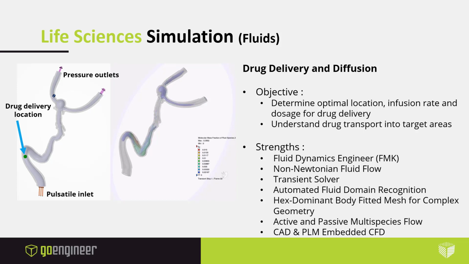Another aspect of this analysis that was very important is the ability of the software to do both active and passive multi-species flow. When you take active multi-species flow, you're essentially simulating flow mixing. So you have a primary fluid and a secondary fluid that interact with each other, in this case being the drug and blood. They also have a passive multi-species flow where the motion of the secondary fluid is completely dictated by the primary fluid. So a lot of this technology, in addition to being able to capture complex geometry with the hex meshing, contributed to being able to simulate this kind of complex process.